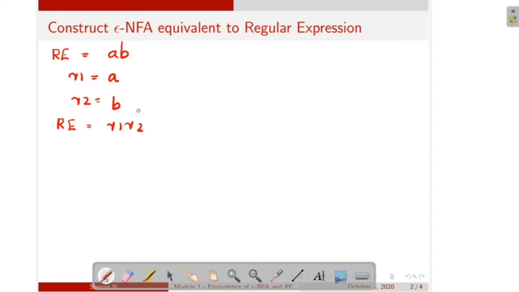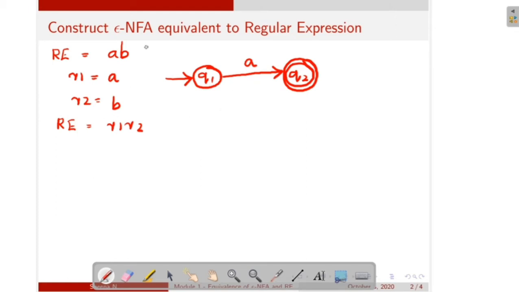Okay. So next we can draw the epsilon NFA for the regular expression R1 is equal to A. So to accept R1 is equal to A, there is a state Q1 and another state Q2. Then there is a transition from Q1 to Q2 over the alphabet A, and Q1 is the initial state. So this epsilon NFA accepts only A.